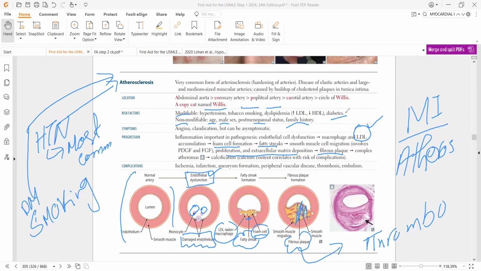Okay, so this is the location. The most common location for atherosclerosis is the abdominal aorta. So this is a mnemonic, a copycat named Willer. A for abdominal aorta, C for the coronary artery, C for the carotid artery, P for popliteal, and Willis. So you have to cram this mnemonic as well, right? Sometimes they ask atherosclerosis is a disease of which vessels. It is a disease of elastic arteries and large and medium-sized muscular arteries.